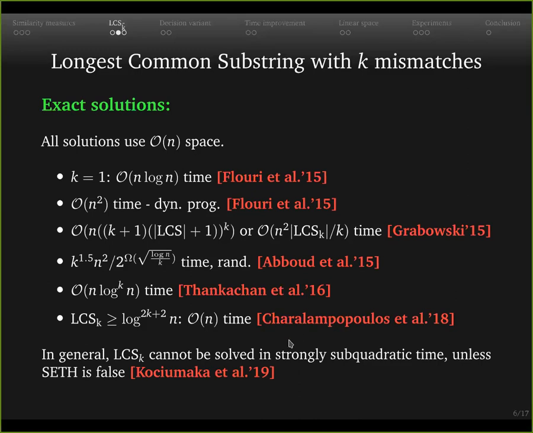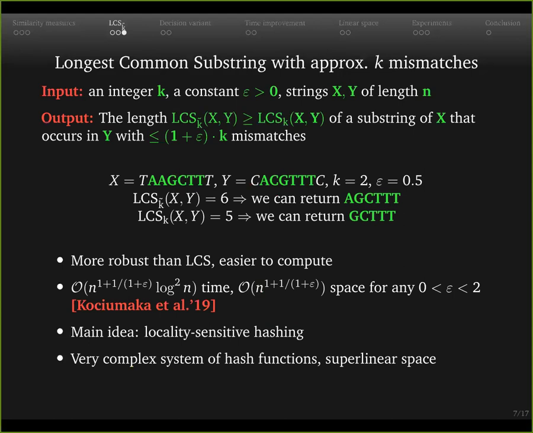And this makes sense as Kociumaka et al. showed in 2019 that in general, LCSk cannot be solved in strongly subquadratic time unless SETH is false. SETH is still the strong exponential time hypothesis. And from there, they introduced another problem, the longest common substring with approximately k mismatches, where in addition to the integer k, you give yourself a constant epsilon strictly positive, and you want the length of LCS approx k to be larger than LCSk and to be the length of a substring of x that occurs in y with less than 1 plus epsilon times k mismatches.